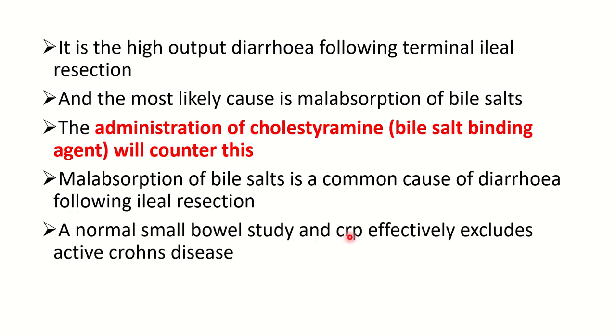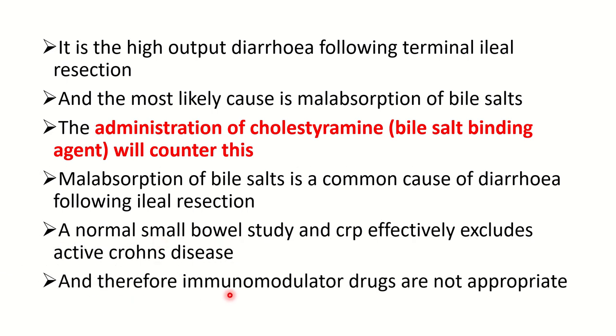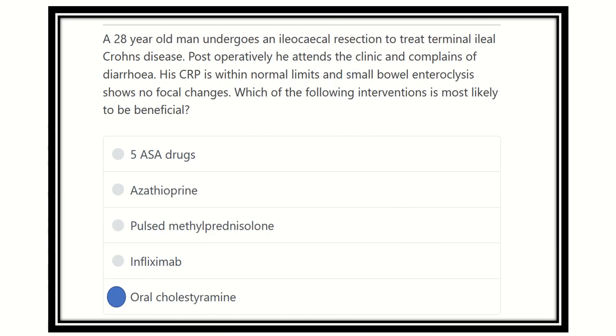A normal bowel study and CRP effectively exclude active Crohn's disease. In this patient, the CRP is normal. That means there is no Crohn's disease now, and therefore immunomodulator drugs are not appropriate in this case. So here we can give the oral cholestyramine. Why can we give the oral cholestyramine? The cholestyramine binds the bile salt, that means it blocks the bile salt action, so the bile salt cannot irritate the gastrointestinal tract, so there is no diarrhea.